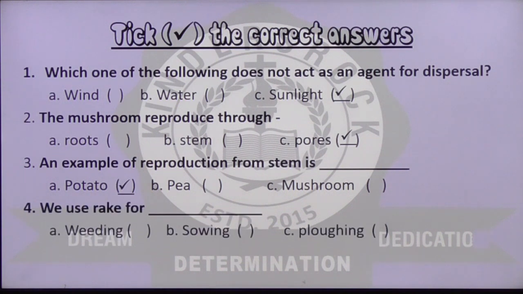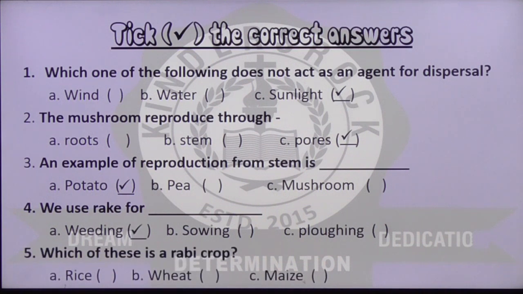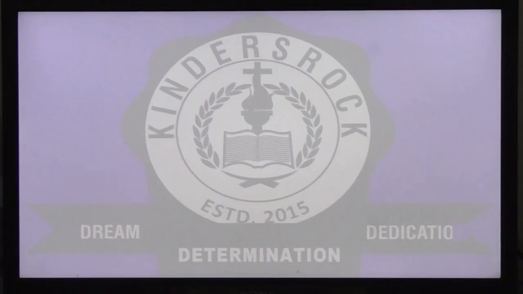We must use a rake for what? What do we use rake for? We use rake for weeding, not for sowing and plowing. Which of these is a rabi crop? Okay, wheat is a rabi crop. Rice and maize, they are all kharif.